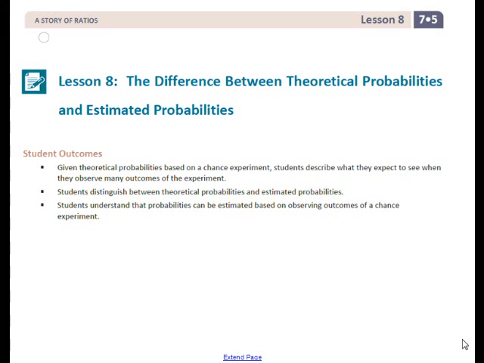This is Mrs. Zappia with Lesson 8, the difference between theoretical probabilities and estimated probabilities. Student outcomes for this lesson.